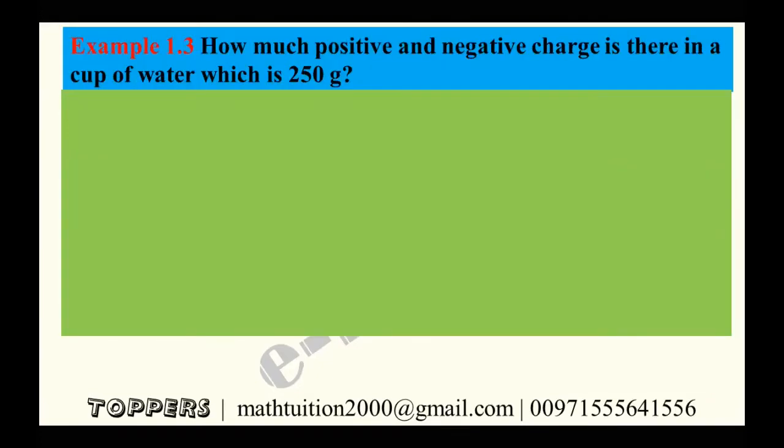Next question. How much positive and negative charge is there in a cup of water, which is 250 grams? So we have a cup of water, 250 gram. Water is H2O, made up of two hydrogen and one oxygen, right? So how many positive and negative charges are there? Each atom has a nucleus. Around the nucleus we have electrons, negatively charged particles. Protons are the positively charged particles. So you have to find the total positive and negative charge in 250 gram of water.